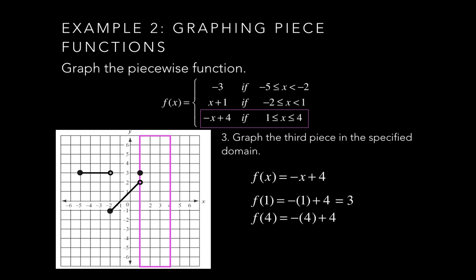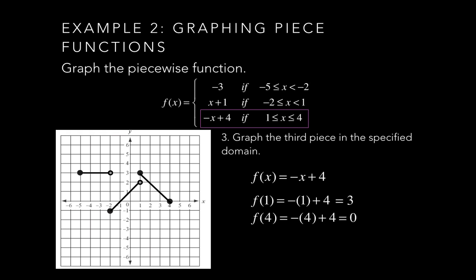And then we will evaluate our function at 4 because that is the end of this piece. And the value is 0. And it is a closed circle because we are including the x value of 4 in our domain. And we'll just connect those values. So there is our piecewise function graph. All the little pieces graphed according to their domain.